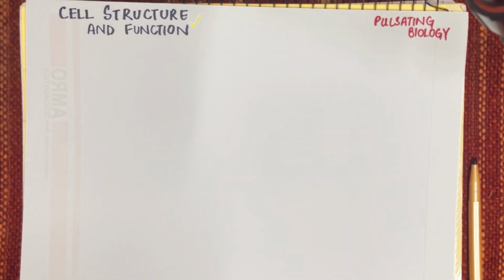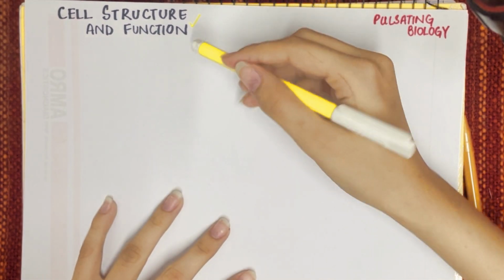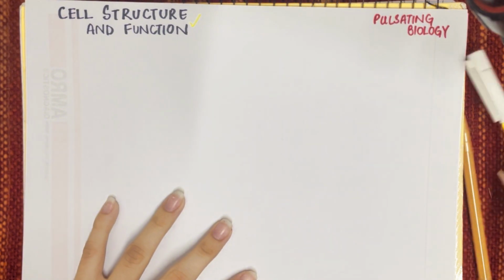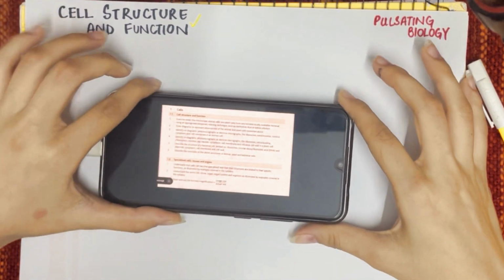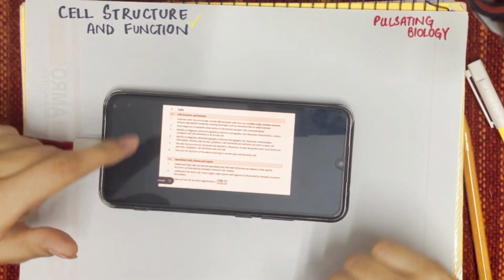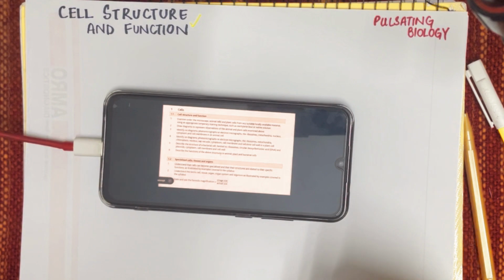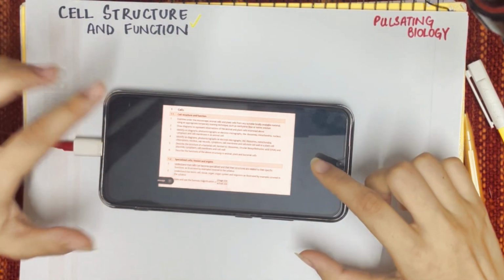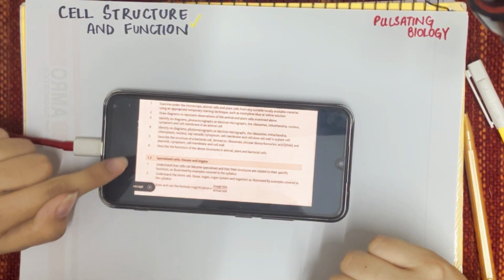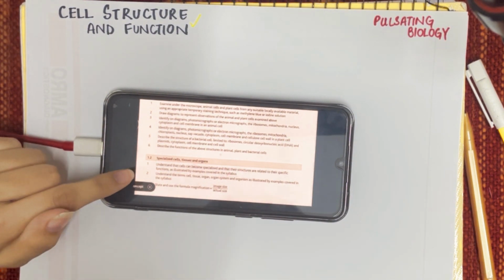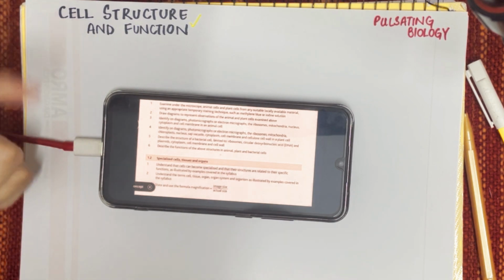Another video of pulsating biology, where we will be covering another topic of cell structure and functions. But before we dive into the video, we will take a look at the syllabus. Like always, those who have watched the previous videos must know that we have covered 1.1, and now we will be coming on to 1.2, which is about specialized cells, tissues, and organs. We will be covering all of these pointers in this video as much as we can.